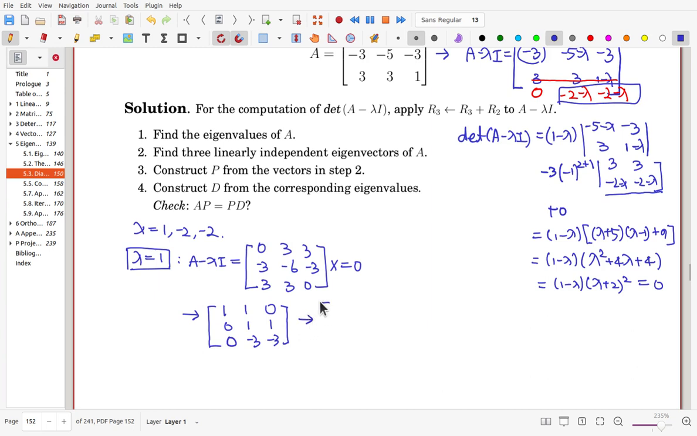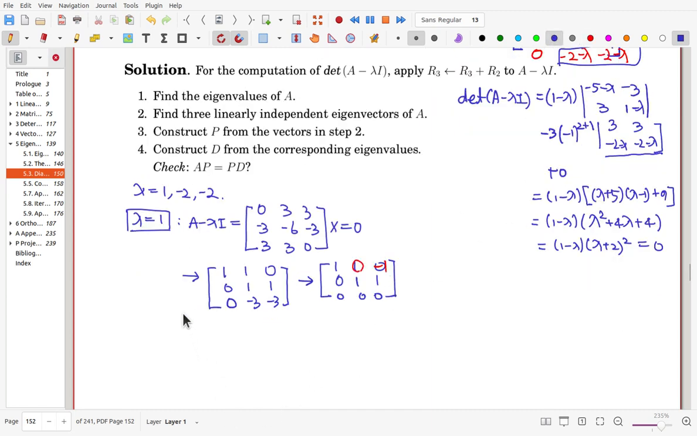We reach the echelon form: 1, 1, 0, 0, 1, 1, and 0, 0, 0. Now, it's not yet reduced echelon form. We have to eliminate this one. So let's try to overwrite, so that is now 0, and at the subtraction that becomes minus 1.